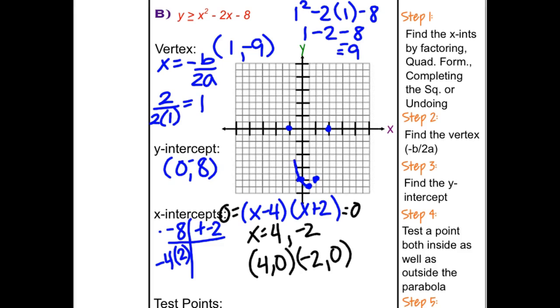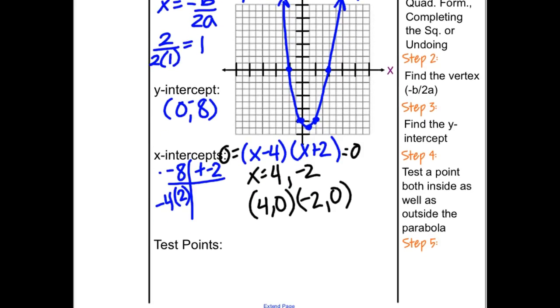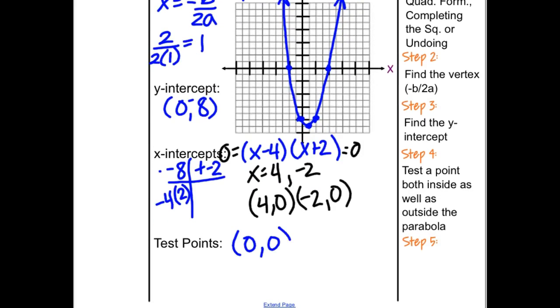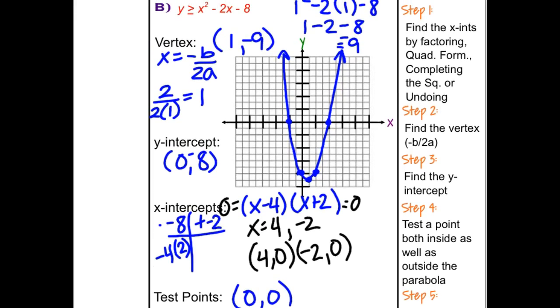So I'm going to keep drawing it up all the way to the edge of the graph. And then I'm going to test 0, 0 again. If I test 0, 0, I get 0 greater than or equal to 0 squared minus 2 times 0 minus 8, which gives you 0 greater than or equal to negative 8. That is true. Here's what I was talking about with why you need to draw all the way to the top of the graph. And let me just color this in.